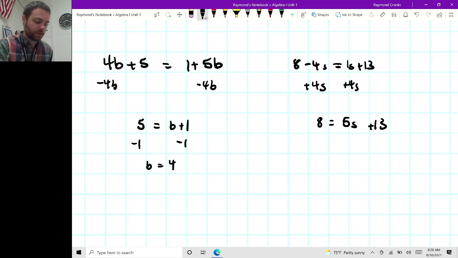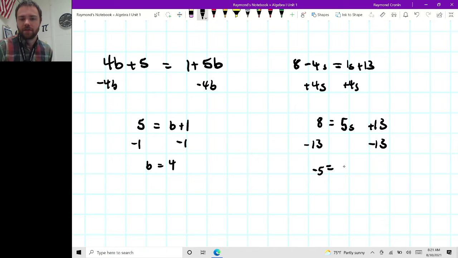I want to make sure that you see that that's a 5. So that is 5s. And then I want to subtract 13 from both sides of the equation. And I get negative 5 is equal to 5s. And then what's happening between 5 and s is multiplication. So we want to undo multiplication. So we're going to divide both sides by 5. So we get s equals negative 1.